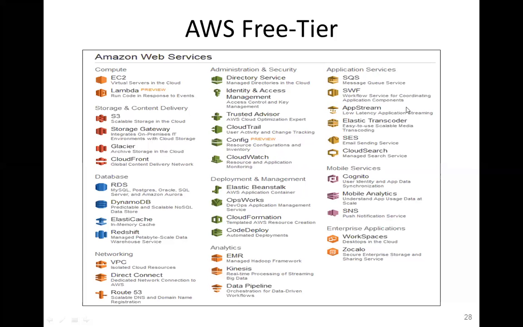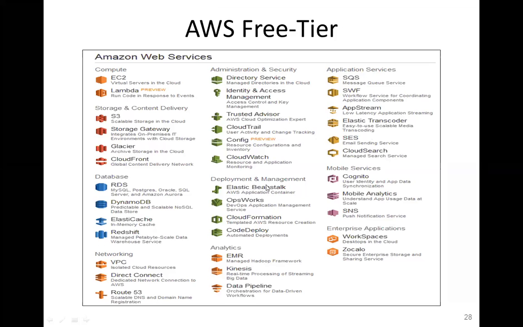Application stream services, Elastic Transcoder, easy to use scalable media transcoding. Email sending services like SES, CloudSearch, managed search services. And we know DynamoDB, ElastiCache, Redshift. Redshift is a very popular service, and this Redshift comes in the exam also. You must study this. We will study this Redshift in detail. Redshift is a managed petabyte scale data warehouse service.